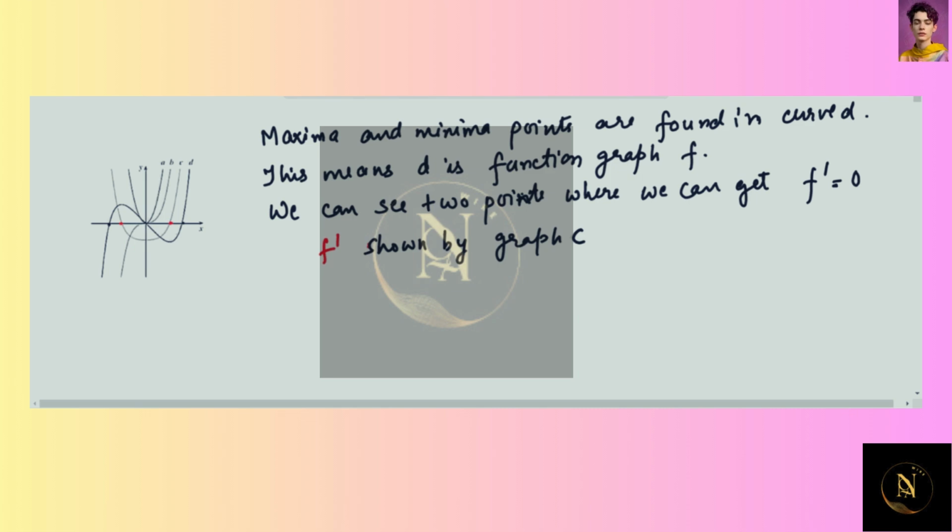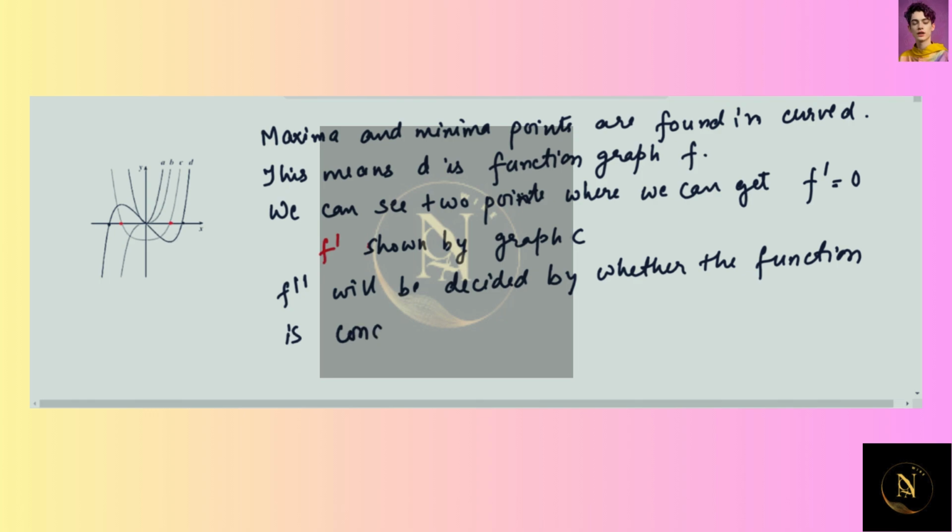Now, again, if we differentiate again, f double dash will be decided by whether the function is concave up or concave down.